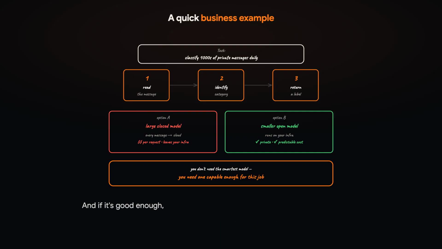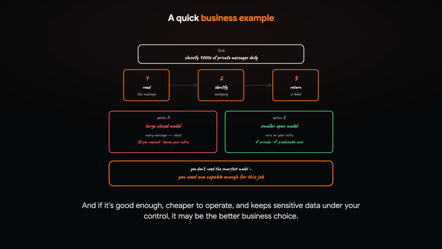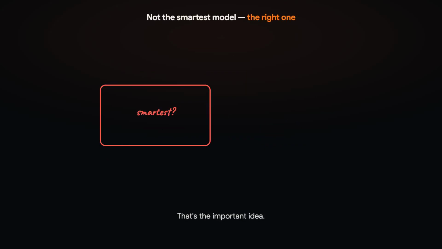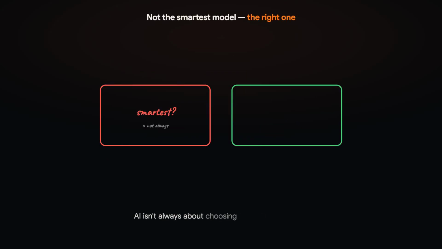And if it's good enough, cheaper to operate, and keeps sensitive data under your control, it may be the better business choice. That's the important idea. AI isn't always about choosing the smartest model. It's about choosing the right model for the task.